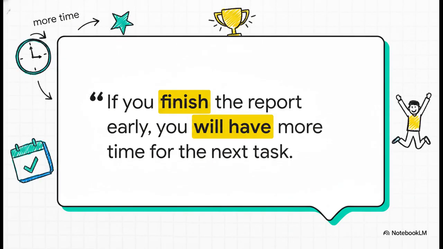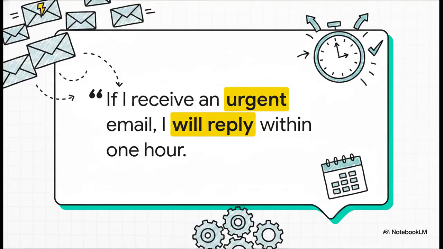Here we're talking about a personal benefit. This structure is a great way to motivate someone on your team or even yourself. The condition is finishing early, and the result is the reward, more time. So simple, so effective. And our last example is all about setting expectations. When you say this, you're making a promise that's based on a specific trigger, that urgent email. It shows everyone that you're organized, you're on top of things, and you're responsive.